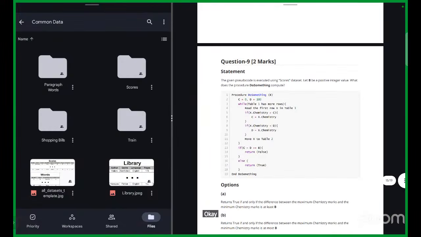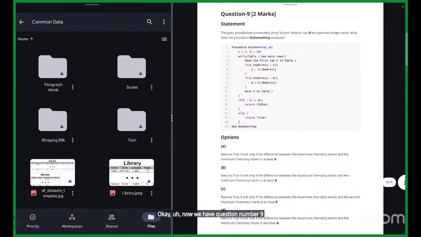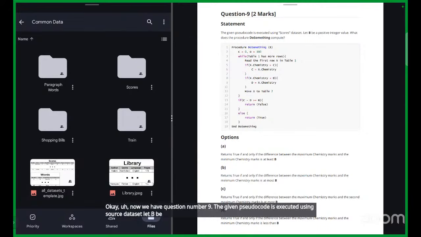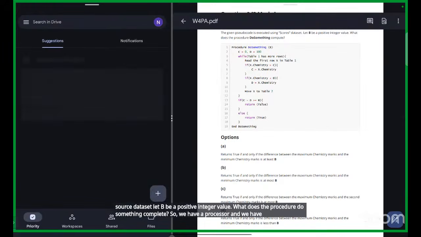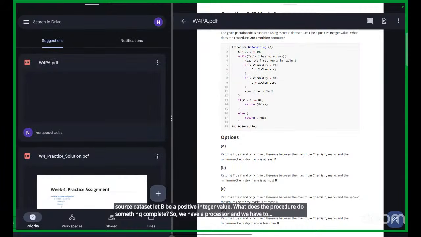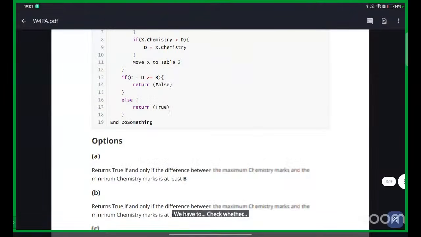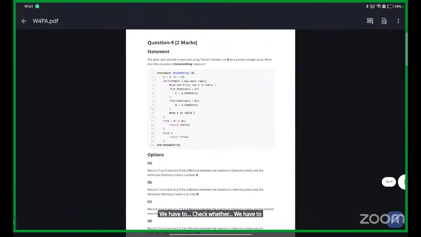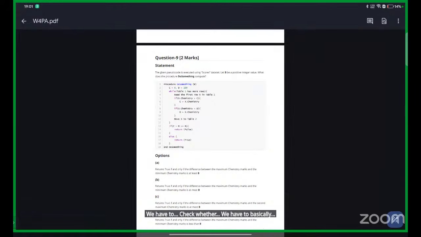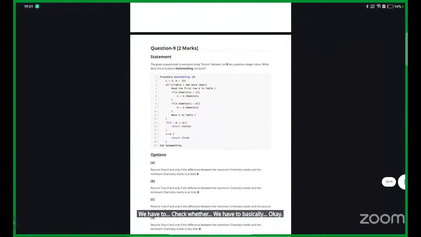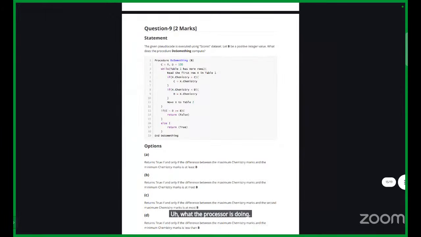Okay. Now we have question number 9. The given pseudocode is executed using the source dataset. Let B be a positive integer value. What does the procedure do? So we have a procedure, and we have to basically check what the procedure is doing.